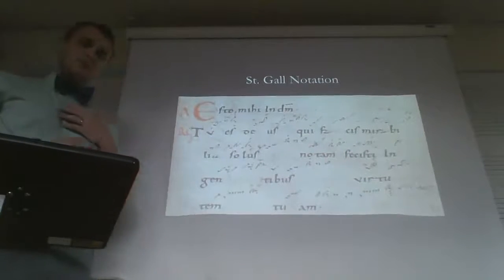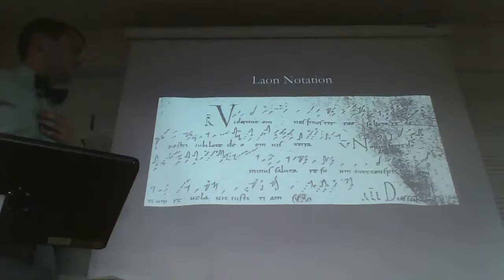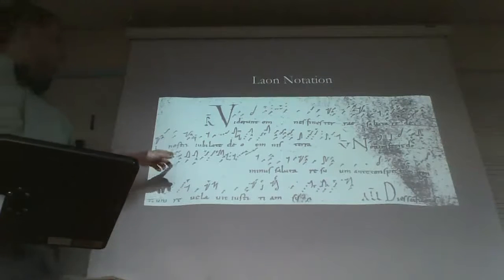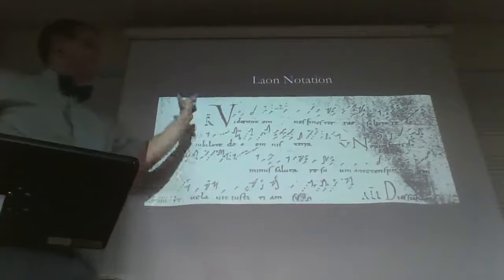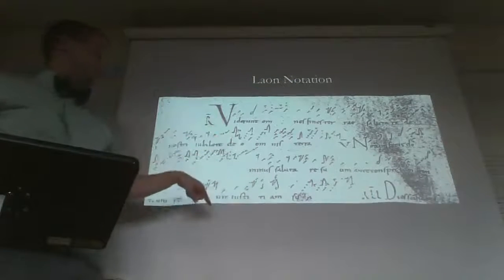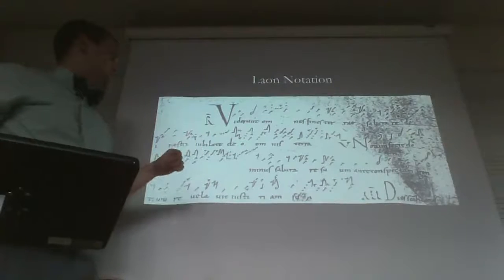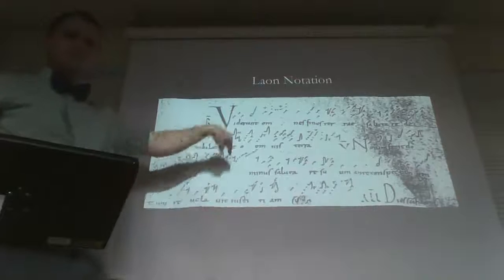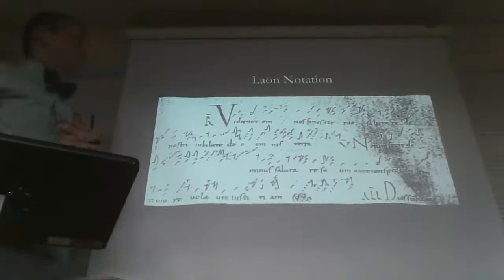So, that's one example. This is Laon notation, which I believe is French. Similar but different. These curvy lines are much taller squiggly lines. Still has points. Whereas the St. Gall was a little bit less elaborate in its squiggliness. Here's another example.